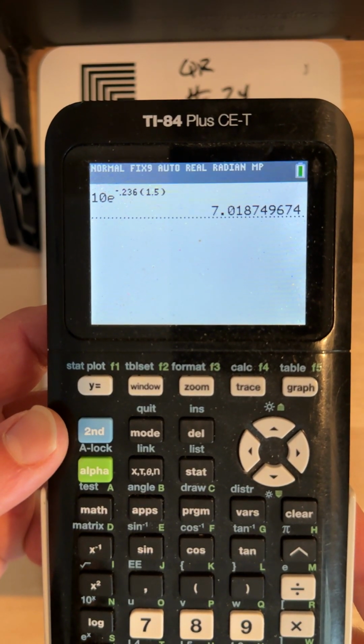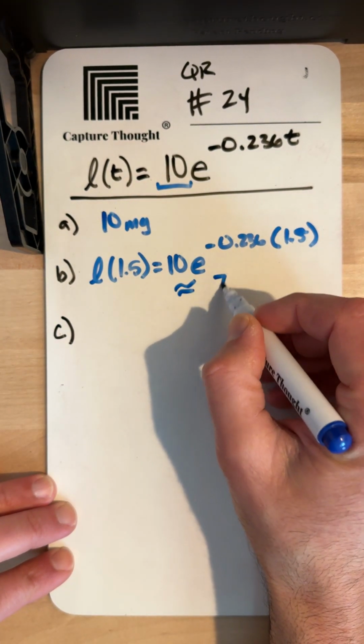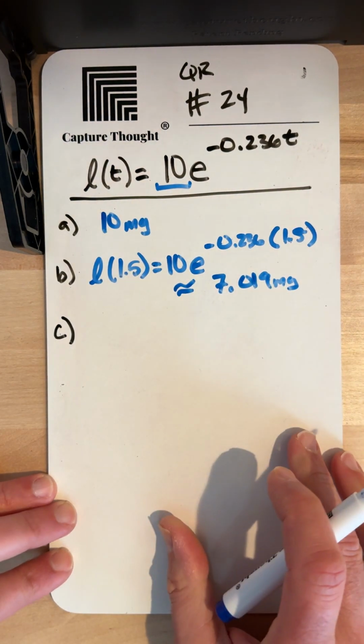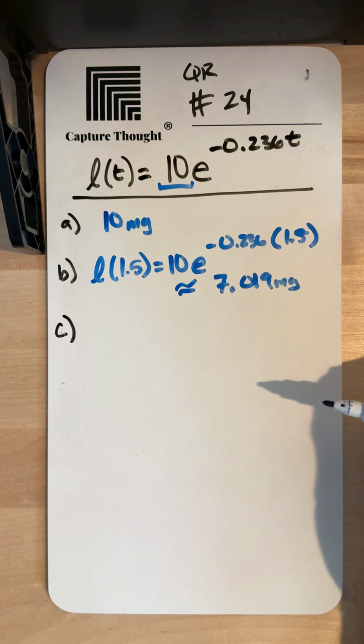Doesn't say to round anything, so I'll go to 3 decimal places just for accuracy. So this is going to be approximately 7.019 milligrams left in the bloodstream after an hour and a half. That's what that means. That's how we interpret that.